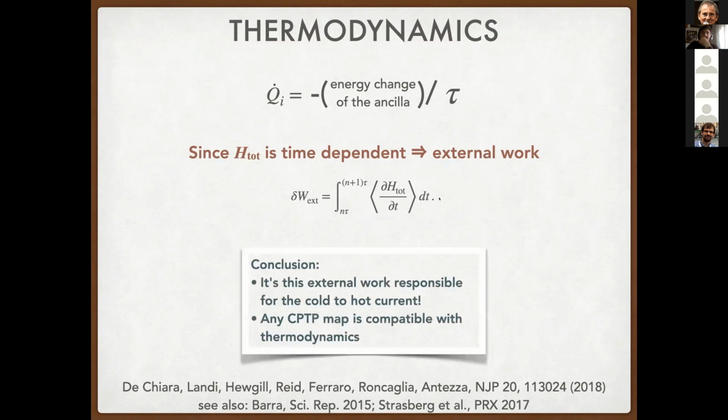So the conclusion for this part is that it's actually this work here that is responsible for the cold to hot current. So local master equations in cases like this do not correspond to a situation where the environment is static, but to a situation which is dynamic, and there is a time-dependent Hamiltonian in the system-environment interaction. And the second conclusion, which is a little bit more provocative, is that any CPT map is actually compatible with thermodynamics, provided that one does the microscopic analysis of energy and entropy balance.